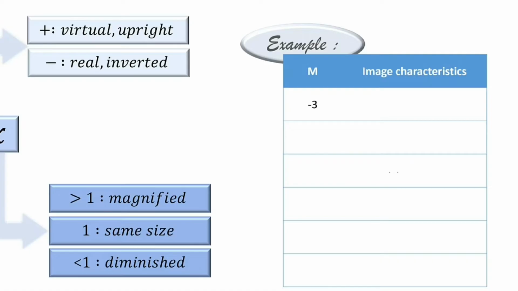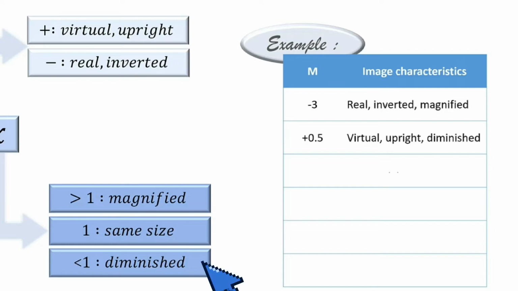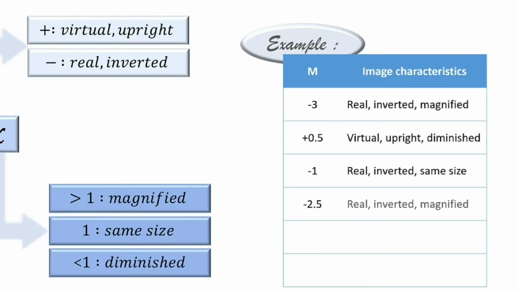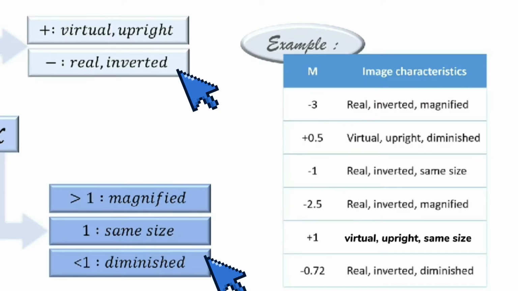Negative 3. Negative means it is real and inverted, and since 3 is bigger than 1, the image is magnified. Positive 0.5. Positive means virtual and upright. Since 0.5 is less than 1, it is diminished. Negative 1. Negative is real and inverted, and 1 is the same size as the object. Negative 2.5: real, inverted, and magnified. Positive 1: virtual, upright, and same size. And lastly, negative 0.72 is real, inverted, and diminished.